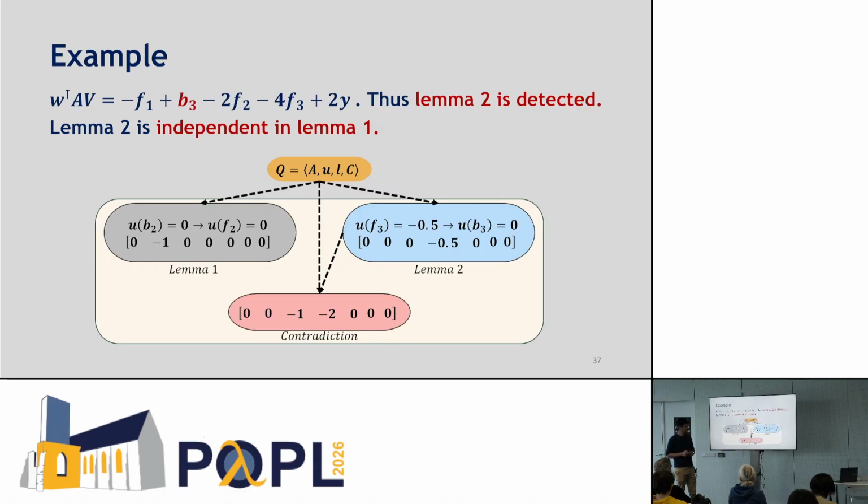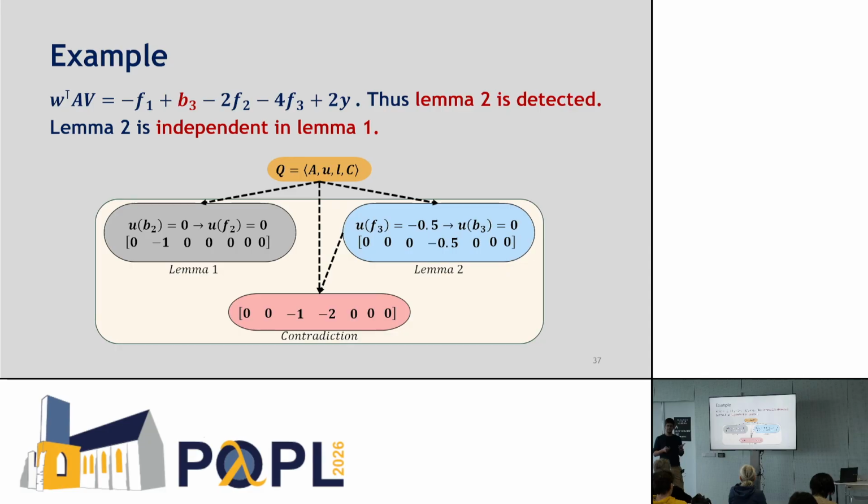And earlier, we saw that this linear combination uses B3, and B3 has a learned bound using this lemma. And it doesn't use the lower bound of F2 because we only need the lower bound. It's a negative number, which means that the contradiction is not derived by lemma 1. And if we repeat the process for lemma 2, we also see that it doesn't need lemma 1. So we can remove lemma 1 from the proof, even though it was detected.